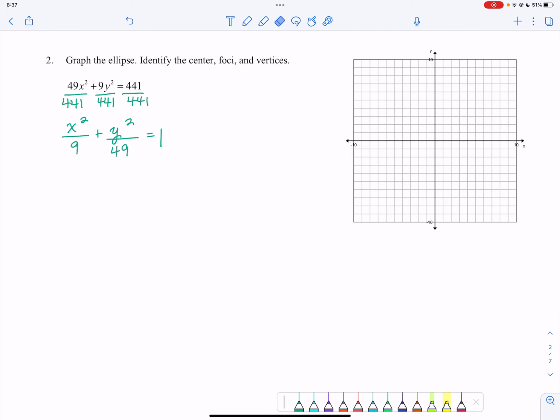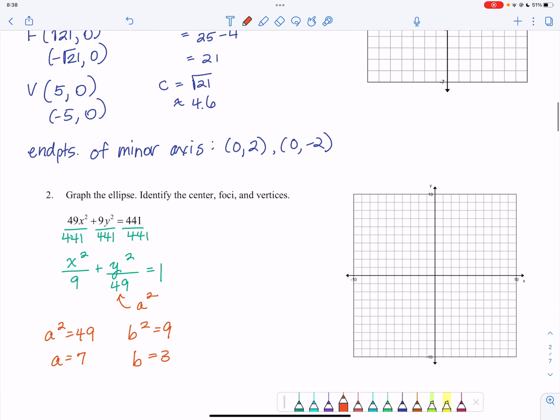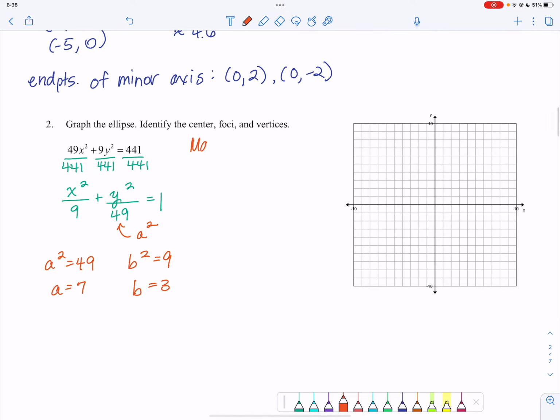Okay, what do you notice here? You notice here that this time a squared is under the y squared term. A squared is always the largest number. So we have a squared equals 49, and we have b squared equals 9. So a is equal to 7, and b is equal to 3. And this time, our major axis is the y-axis.